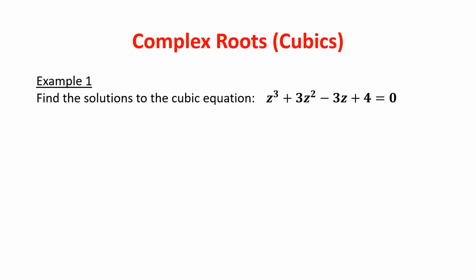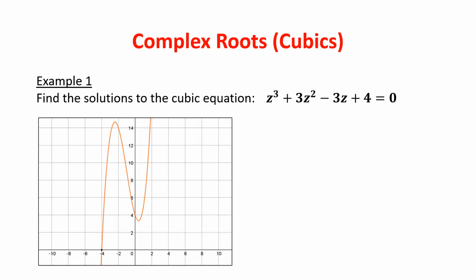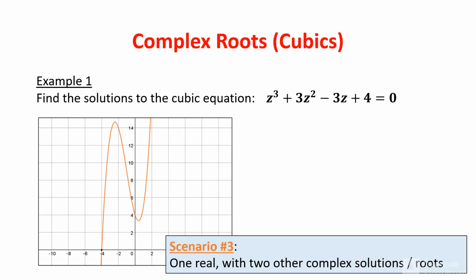All right, here's our example for the video. Find the solutions to the cubic equation z cubed plus 3z squared minus 3z plus 4 equal to 0. Now again, we could use x's, but because we know that there are complex roots, we replace x's with z's. Okay, so this is scenario 3, where we have one real and two other complex solutions.